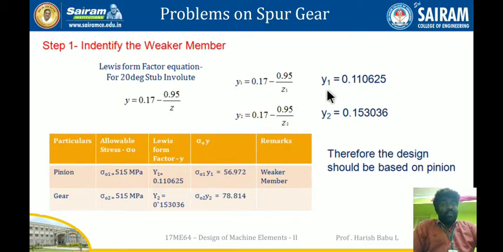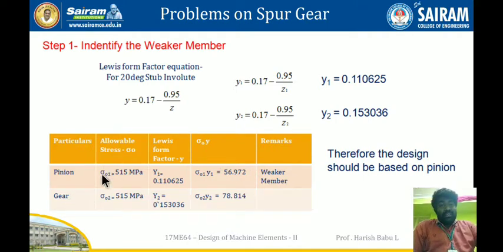So I am going to get Y1 is equal to 0.110625, Y2 is equal to 0.153036, for pinion and gear. Then sigma naught 1 and sigma naught 2 I substitute in the table along with the Y values. When I multiply these values, I get 56.972 for the pinion and 78.814 for the gear.